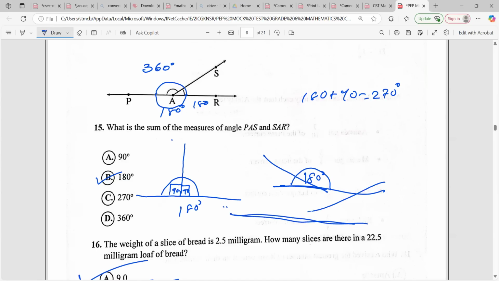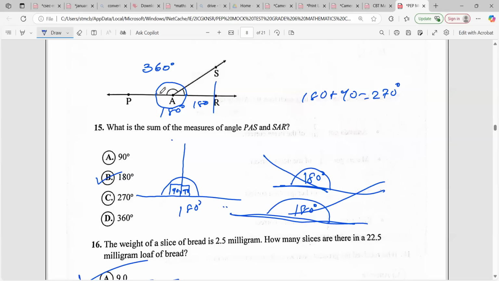Even if you have it like this, it's still gonna equal 180 degrees because it's a straight line. So straight lines add up to 180. Yeah, I saw it said the sum of the measurements. But we don't know the angle, and it doesn't matter. We just know that two of them add up to 180.